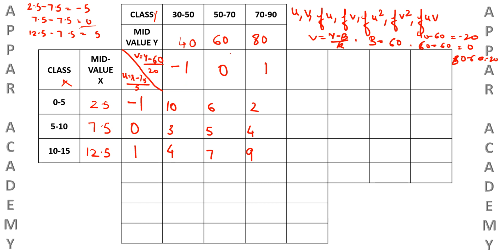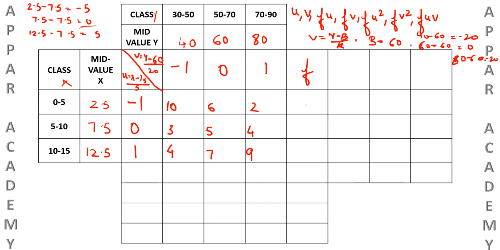Okay. After this, what do we need to find next? We have figured out u, we have figured out v. Next we need to find fu, right? So fu, how will we find it? First of all, before fu, we need f, that is the marginal frequencies. When I say marginal frequency for x, I am simply saying, irrespective of what value y takes, what will be the frequency of x lying between 0 to 5? So these are the marginal frequencies.